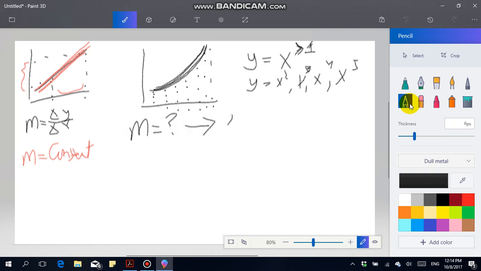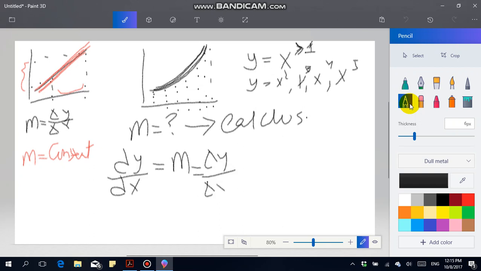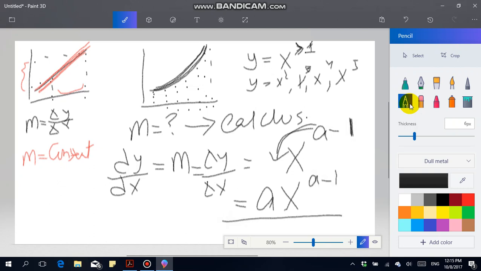The way to do it is through calculus. Calculus is basically this formula: dy by dx, which is equal to your gradient, which is equal to your change in y over change in x. For example, if this is x to the power a, you bring a over here and multiply a with that value, and at the same time you subtract 1 from the power. So you subtract this with 1, and this is your formula for finding your derivative.